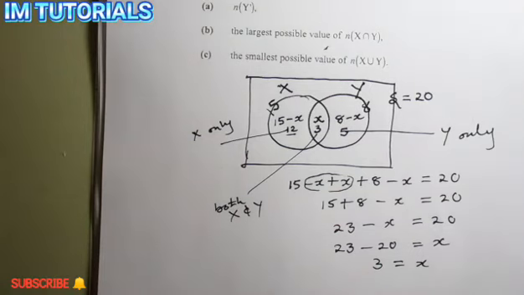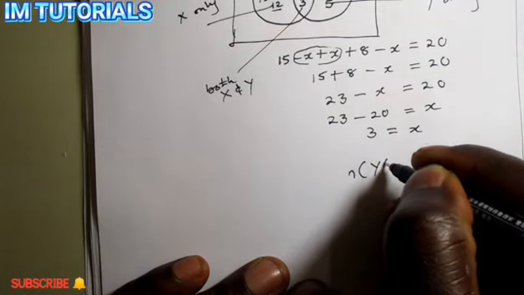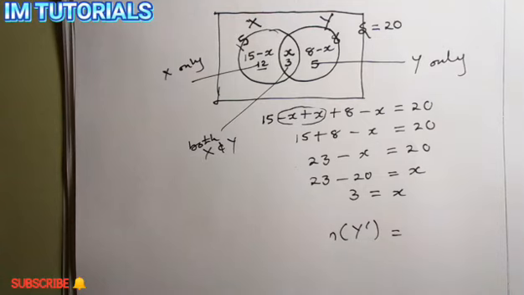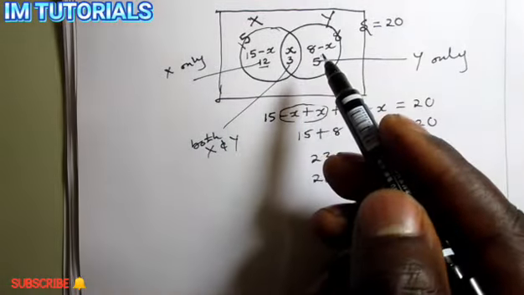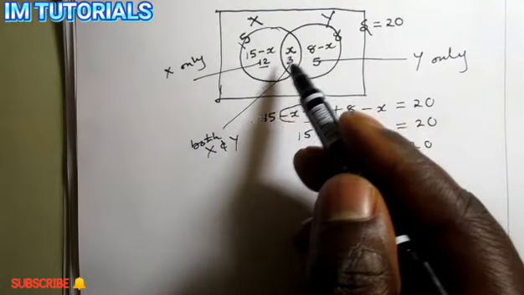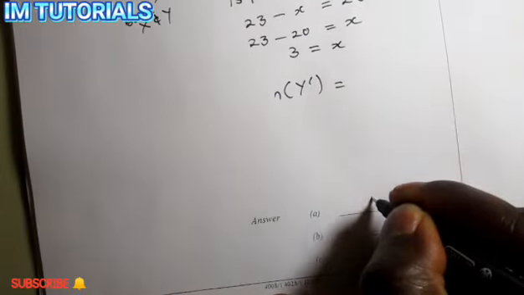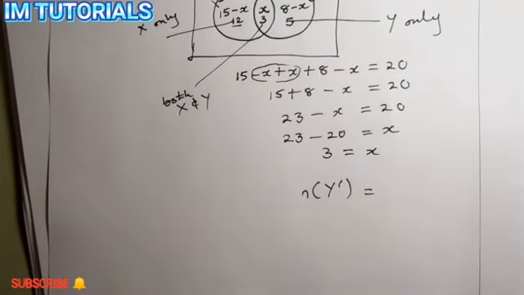So what is the question now? The question requires us to find y complement. Y complement means find the sum of elements which are not in set y. So the numbers which are not in set y, we have 12. 3 and 5 are going to be excluded since they are part of set y. So our answer is 12, which is the total number of elements outside set y. So I'm going to write 12 as my solution for part A. I hope you are listening, class.